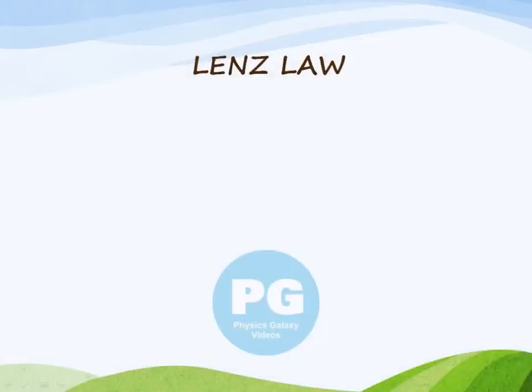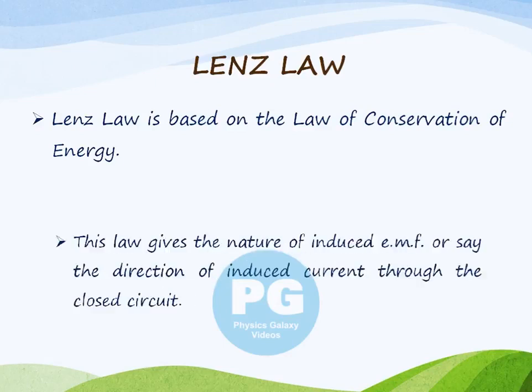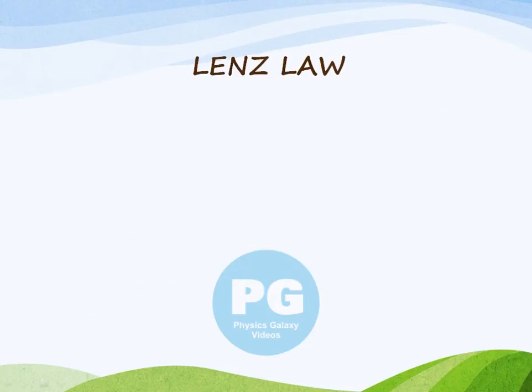Lenz's law is a convenient method for determining the direction of induced current or EMF. It is not an independent principle. It can also be derived from Faraday's law. Lenz's law is based on the law of conservation of energy. This law gives the nature of induced EMF, or say the direction of induced current through the closed circuit.